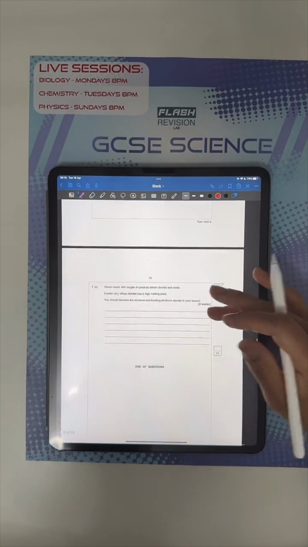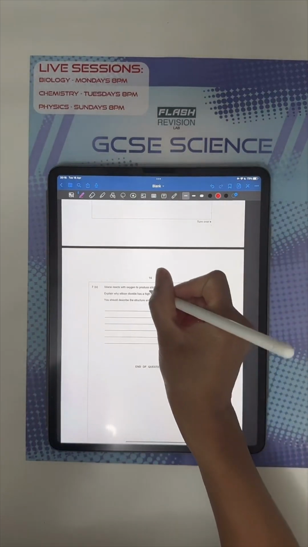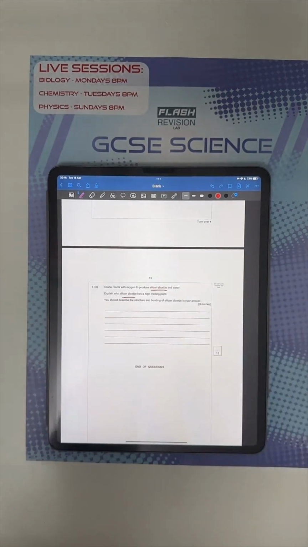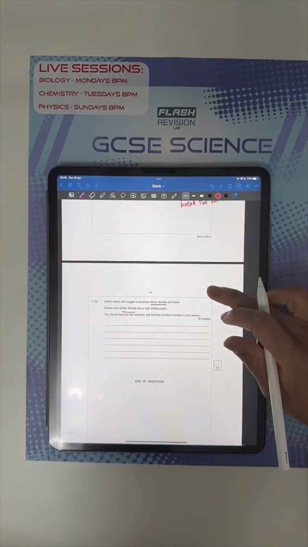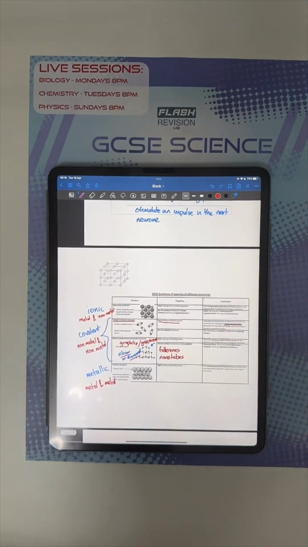Okay, so let's move on to the next one. Silane reacts with oxygen to form silicon dioxide, which has a high melting point. Right, so we've seen this already. Silicon dioxide. What type of substance is silicon dioxide? That's the first thing to work out.